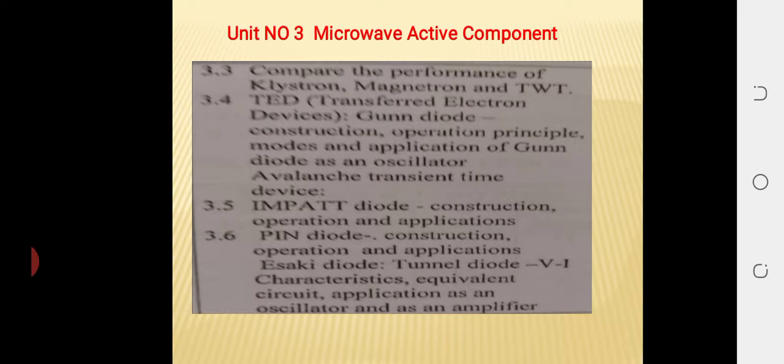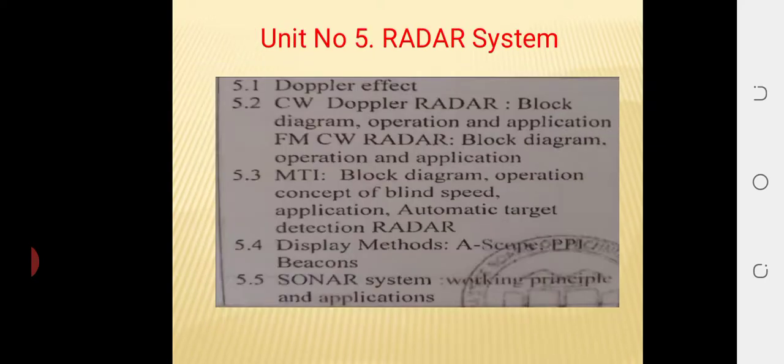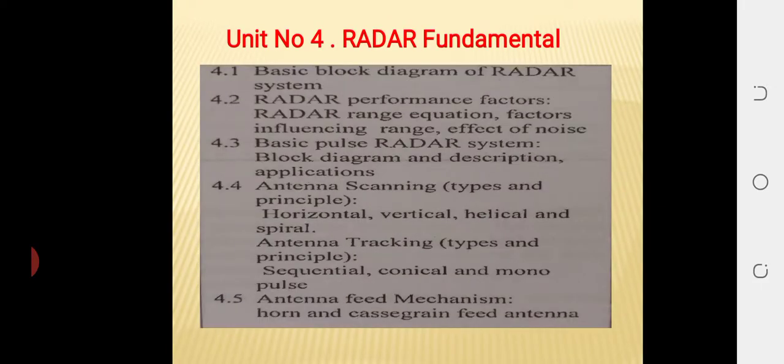Now come to unit number 4. Unit number 4 is radar fundamentals. So in units 1 to 3 it was about the microwave, but unit number 4 as well as unit number 5, these two units depend upon the radar. So in this we are going to study radar. This unit number 4 is for 12 marks.